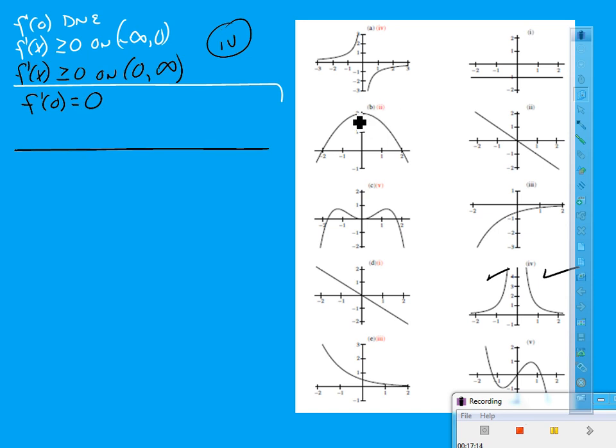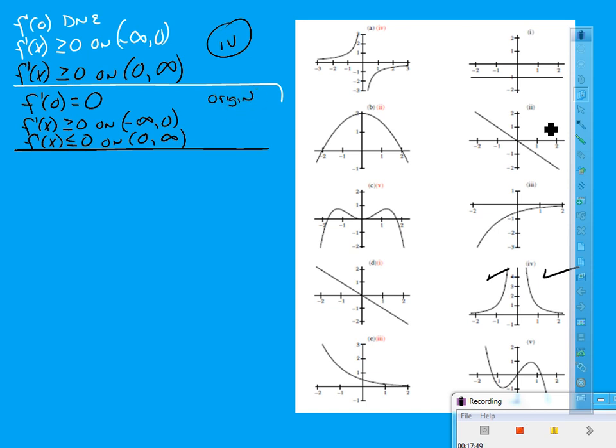The other things that I know, my slope is increasing right through here. So my slope is positive. So I know that f prime of x is greater than or equal to 0 on negative infinity to 0, above the x-axis because the slope is positive. And I know that f prime of x is less than or equal to 0 on 0 to infinity. So I'm going to look for the one that does that. f of 0 equals 0, so I need to go through the origin.